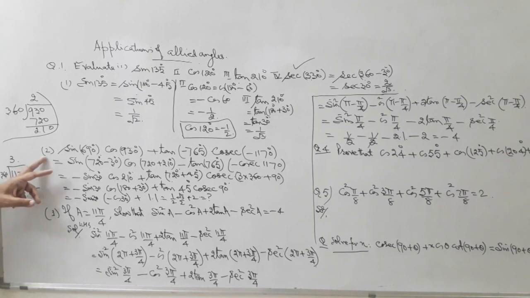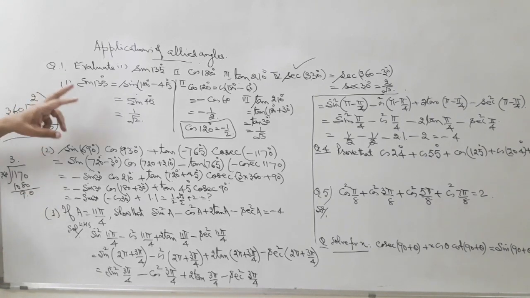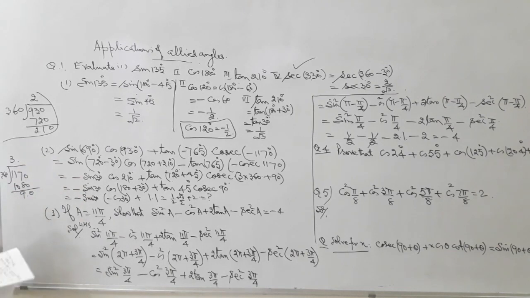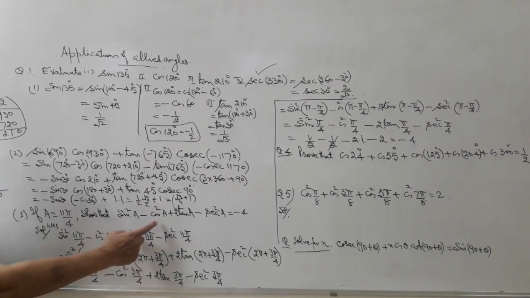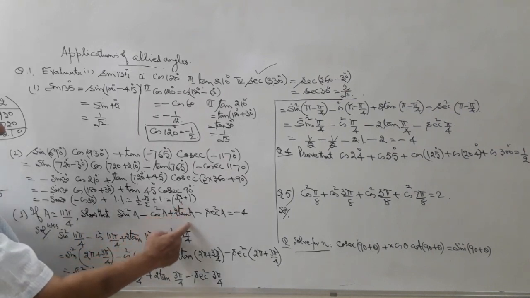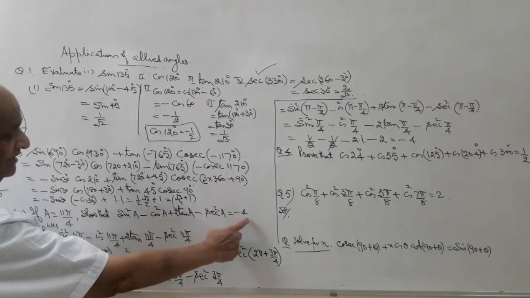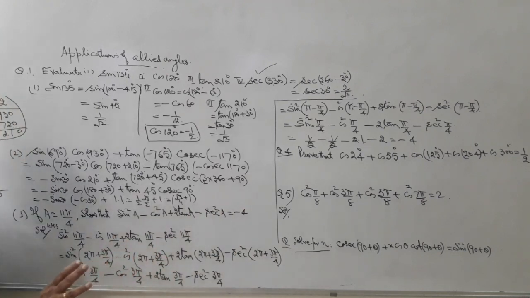This is your question number 2. First 4 parts, second question in detail I have discussed. Now go to the third question. The third question: if A is equal to 11 pi by 4, show that sin square A minus cos square A plus 2 tan A minus secant square A is equal to minus 4. Note down this. Now come to the solution.